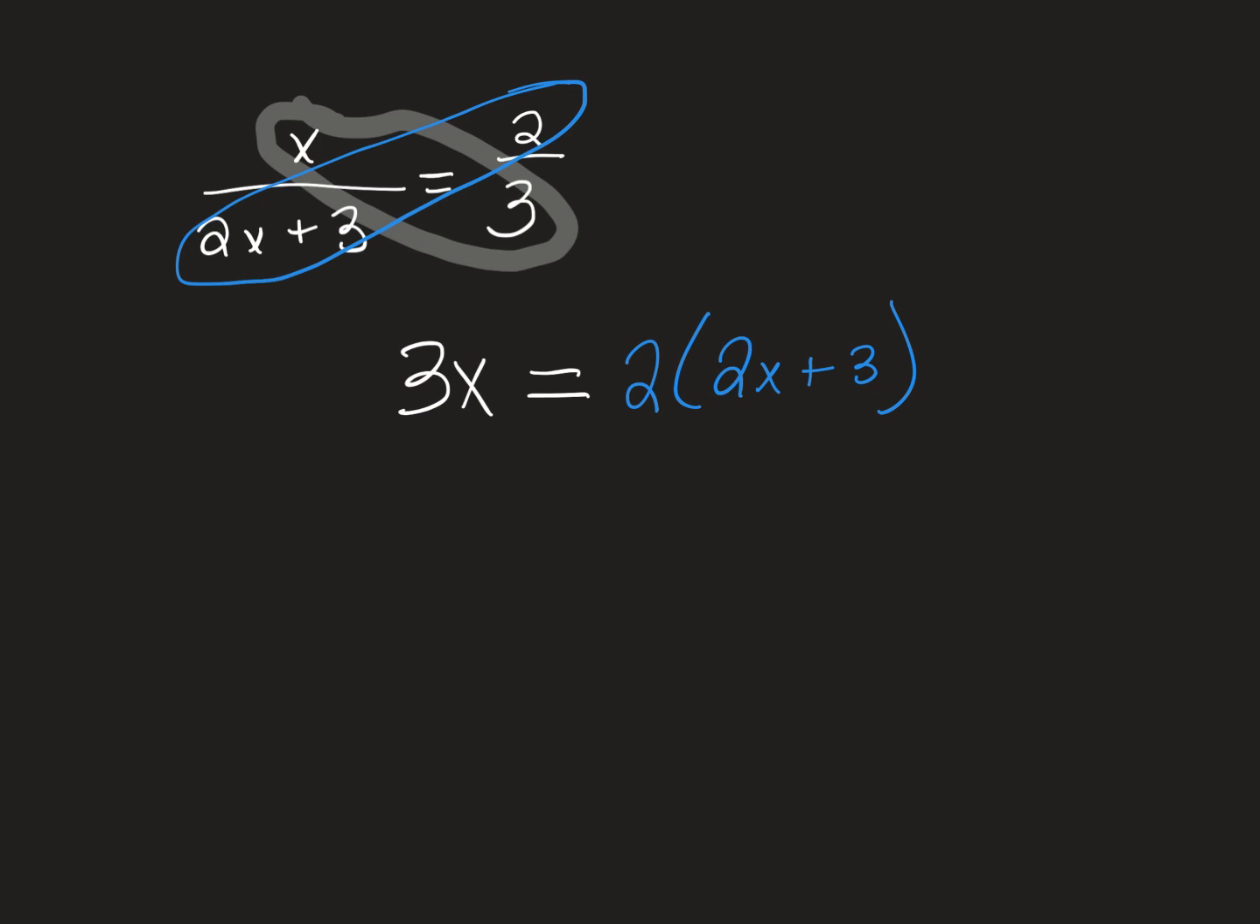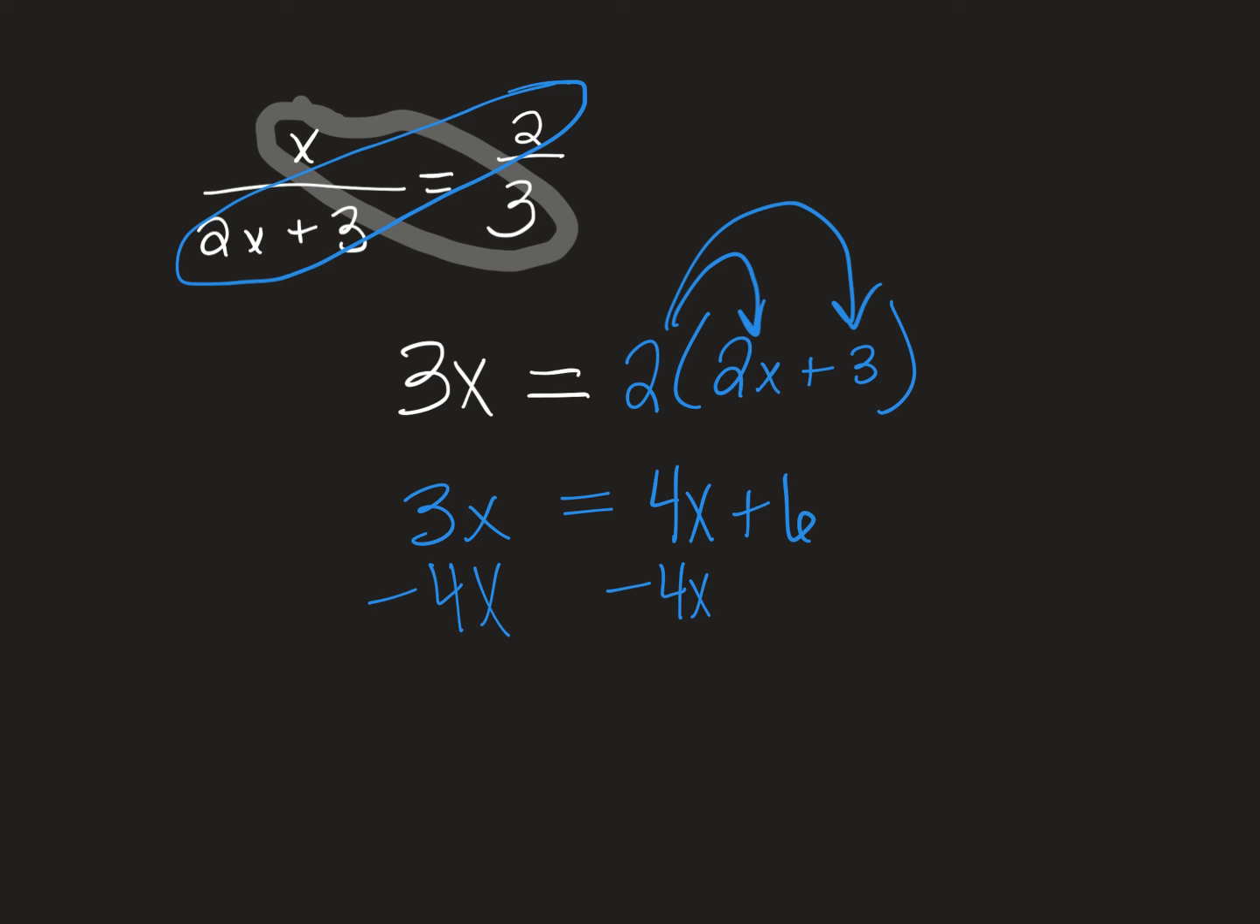This is like the first one. Because then you distribute. So you take 2 times 2x to get 4x, and 2 times 3 to get 6. Then you move the 4x over. So 3 minus 4 is negative 1x equals 6. And divide by that negative 1. So your answer is x equals negative 6.